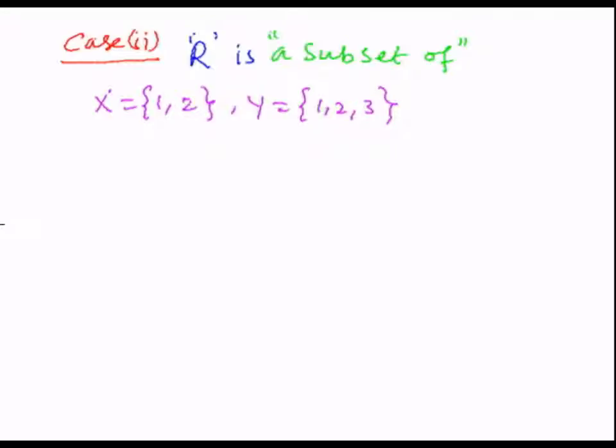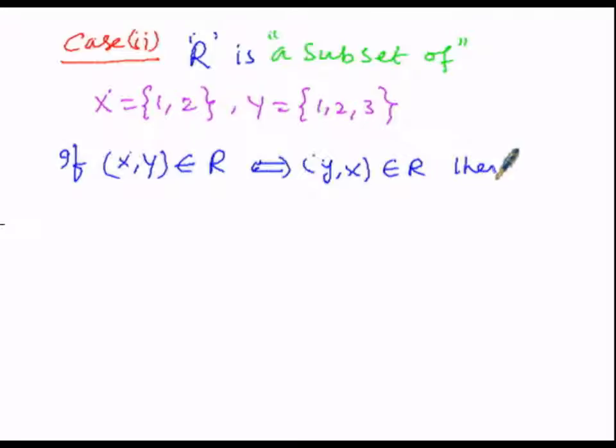But here if x comma y belongs to the relation, then that implies y comma x also must belong to the relation, then only this R is said to be called symmetric. Now let us see whether the condition, that is a subset of, holds good or not.